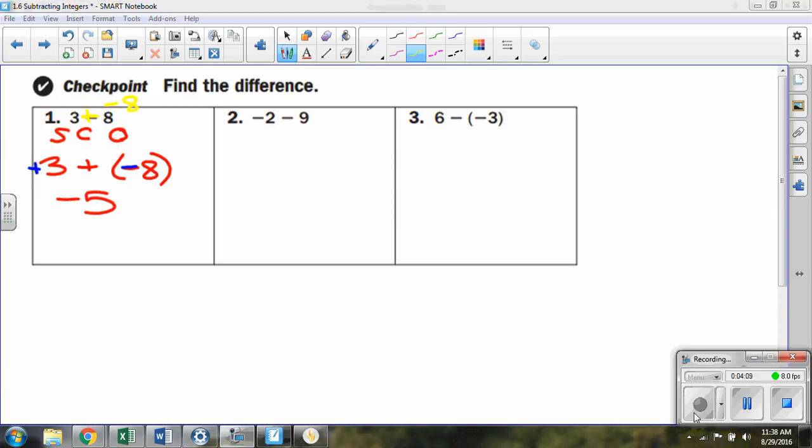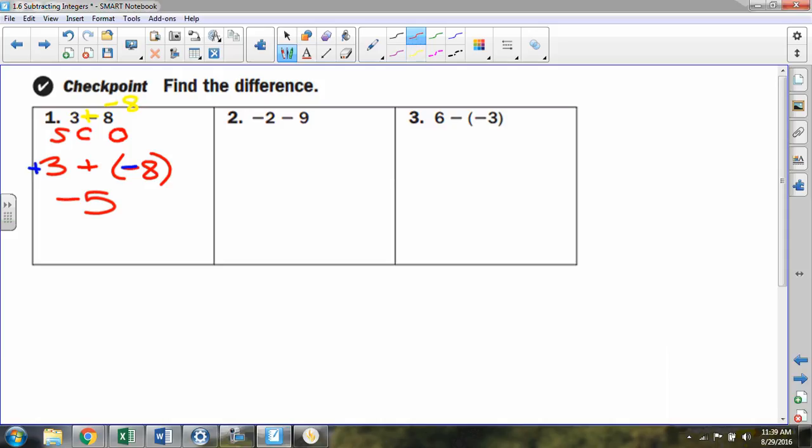Okay, looking at the second one, negative 2 subtract 9. We know we have same, change to add the opposite, which is then negative 9. Adding our numbers together, we'll pay attention to the signs of a negative plus a negative. Those signs are the same. So our addition rule tells us that when the signs are the same, we add the numbers and keep the sign of the bigger one.